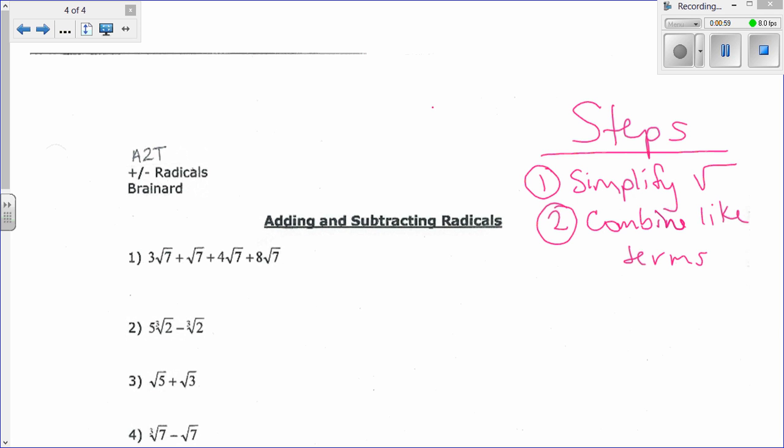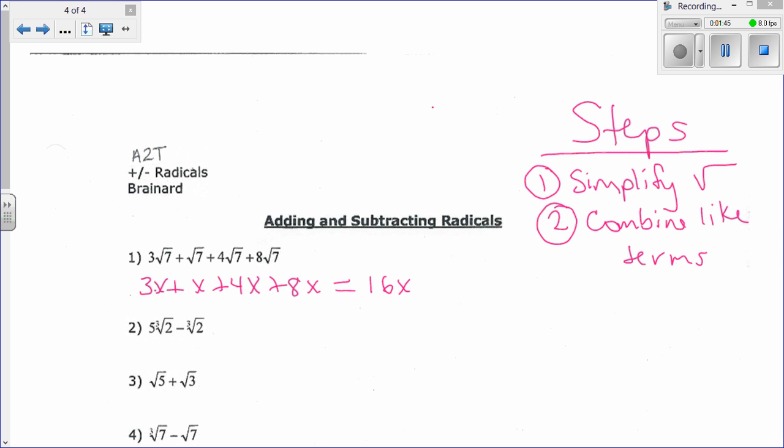Alright, so the first problem we have there is 3 square root of 7 plus square root of 7 plus 4 square root of 7 plus 8 square root of 7. We treat radicals just like we do variables. If they're like terms, then we can combine them and we only add the coefficients out in front. So this problem here is no different than saying 3x plus x plus 4x plus 8x. And when I do that, I have 3 plus 1 is 4 plus 4 is 8 plus 8 is 16x.